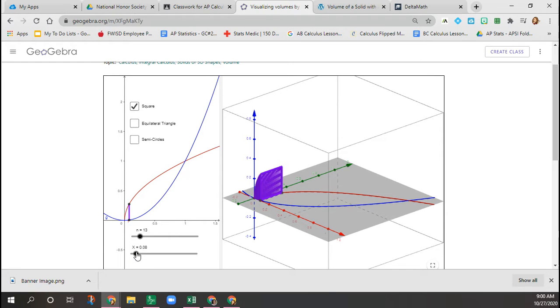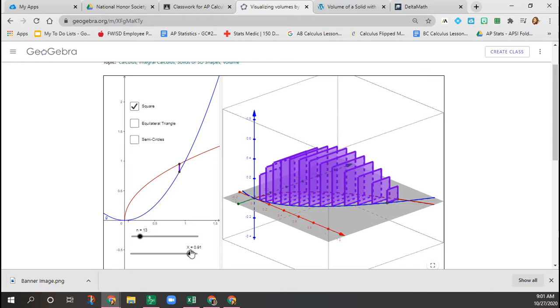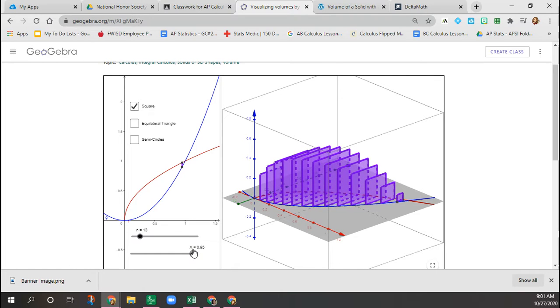And if I drag it across, let me drag it back. You can see when we start there at 0, the squares are going to be really small because the distance between the two graphs is really short. But as we move across the solid, the distance between the graphs gets larger, and therefore the squares get larger. And then as we get closer and closer to 1, the squares, of course, are going to grow smaller. Again, because that distance between the two graphs is getting smaller.